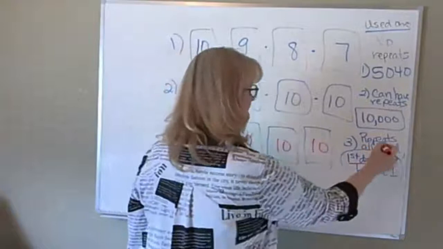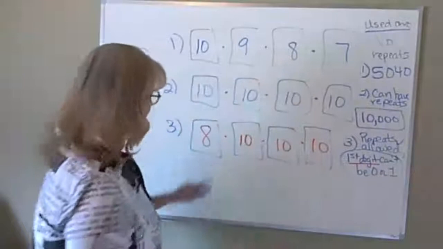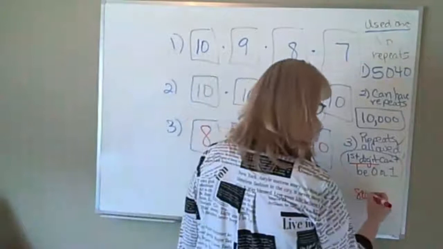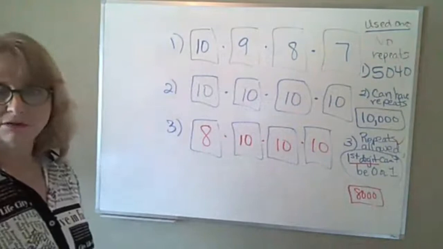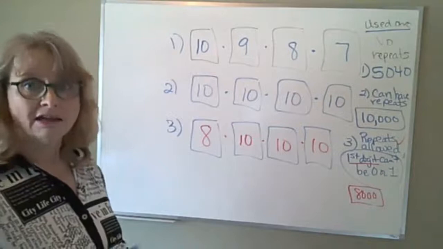So now we multiply those together. Those 3 tens multiply to 1,000 times 8, and that's going to be 8,000 different codes if you don't let the first number be a 0 or a 1. So this is how you can use the fundamental principle of counting to find out how many different combinations of things are available.